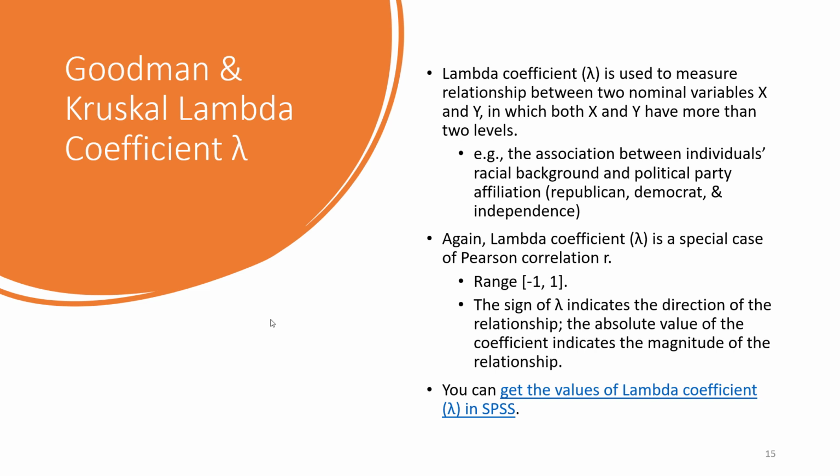Next, we have the Goodman and Kruskal lambda coefficient. It's used to measure the relationship between two nominal variables, X and Y, when both variables have more than two values. For example, if you want to examine the association between individuals' racial background and their political party affiliation, the lambda coefficient is the right choice. Again, it's a special case of Pearson's r and follows the same interpretation.